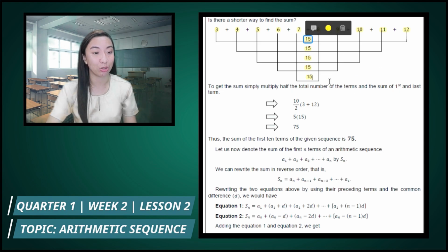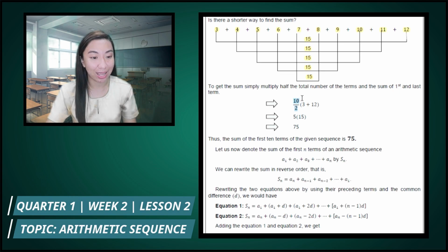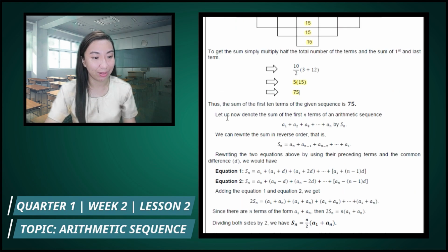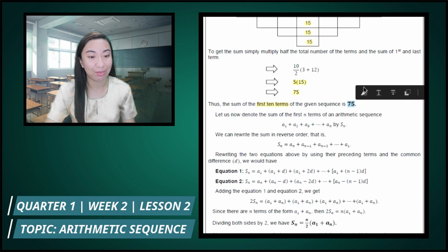So how do we get that? We have this solution. We have 10, that's the total number of terms. We get its half, so 10 divided by 2, times the quantity of the sum of the first and the last term. You can see here, it is 3 plus 12. So we solve this: 10 divided by 2 is equal to 5, times the quantity of 3 plus 12, which is equal to 15. And if we solve this now, 5 times 15, we get 75. Thus, the sum of the first 10 terms of the given sequence is 75.